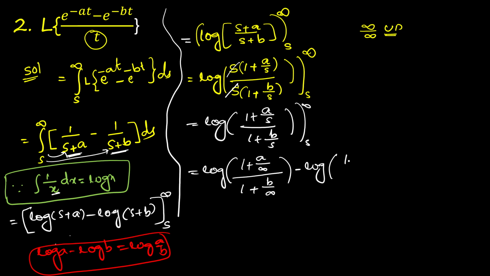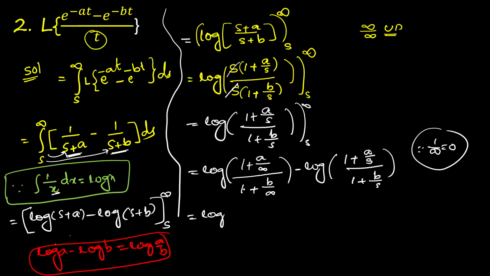What is the lower limit? Lower limit, s replaced by s only: 1 plus a by s over 1 plus b by s. 1 by infinity value here is 0, so 1 plus 0 by 1 plus 0, minus log of, if I do the recalculation again, s plus a by s plus b. If you get confused, I'm going to write the denominator here as 1.